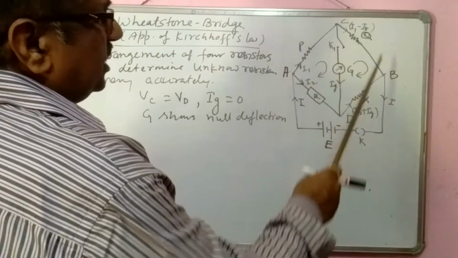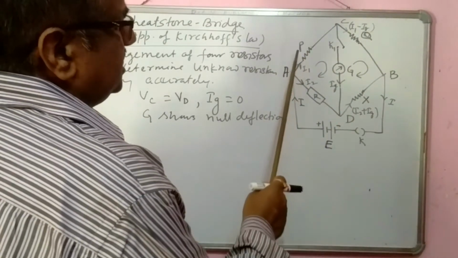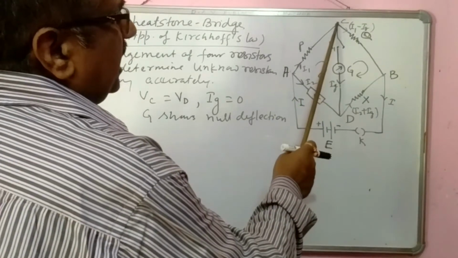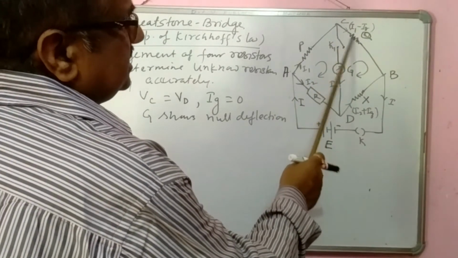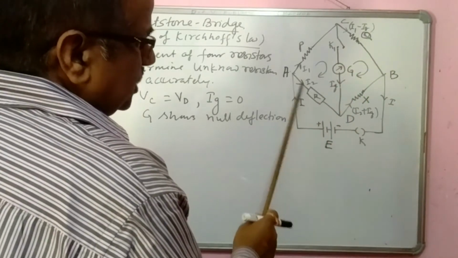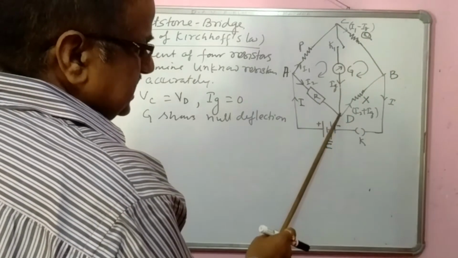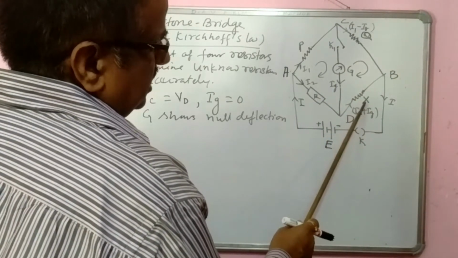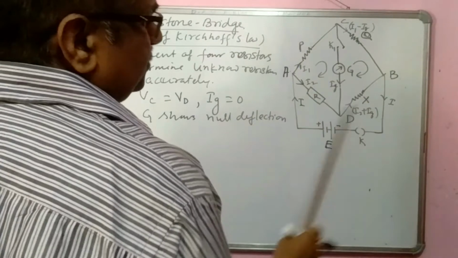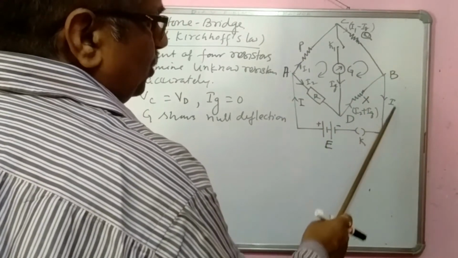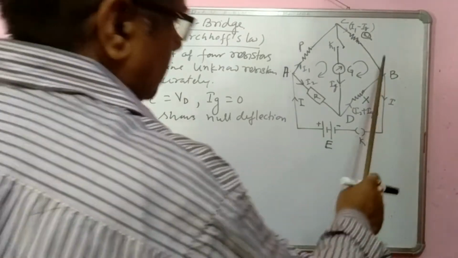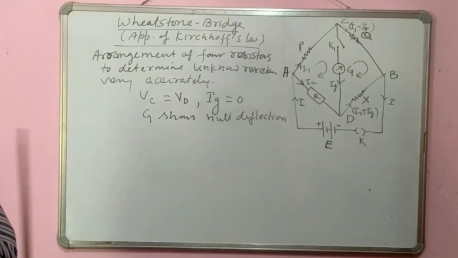When the bridge is not balanced, then I1 at C is divided into two parts: Ig, and the rest part I1 minus Ig along Q. Here I2 reaches D and Ig reaches D, both are combined and pass through the resistor X. This is the distribution of current, and at B you will again see the current I emptying out along this direction. This is the circuit arrangement.